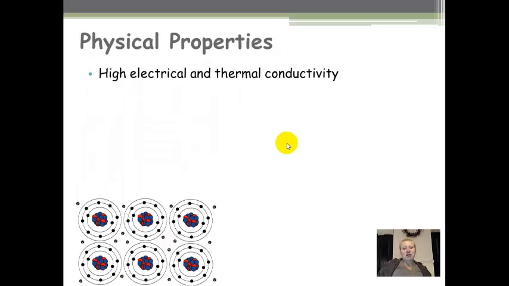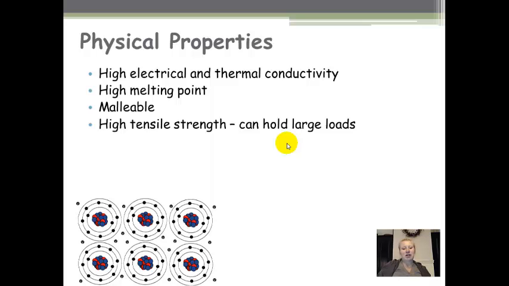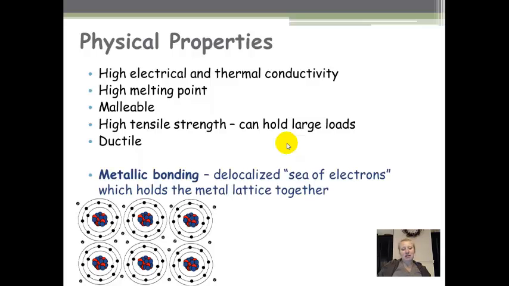Transition metals have high electrical and thermal conductivity. They have high melting points. They're malleable. They have high tensile strength, meaning that they can hold up very large loads. They're ductile. And remember, they all have metallic bonding, which is that sea of electrons which holds the metal lattice together.